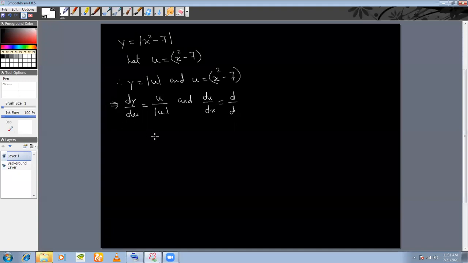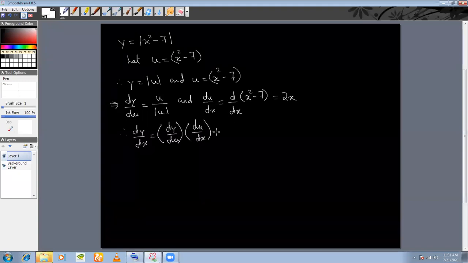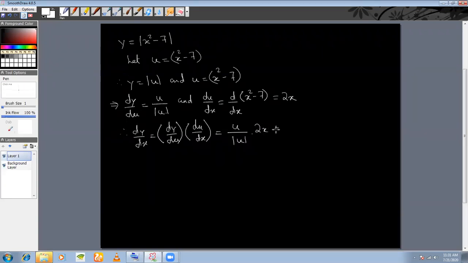So dy/dx is a product of these two, dy/du into du/dx. Which is dy/du, it will be u by mod u, into 2x, which is equal to u is what? x square minus 7, by mod of x square minus 7, into 2x.